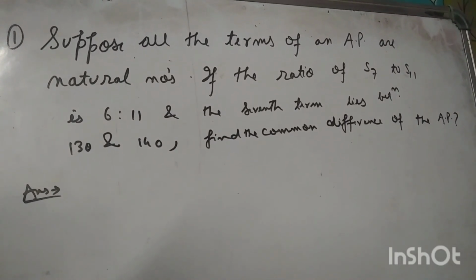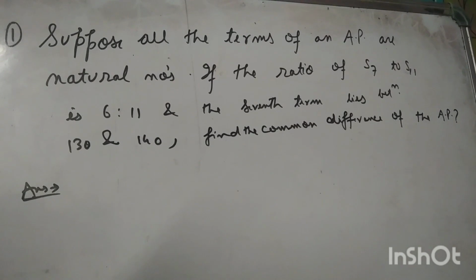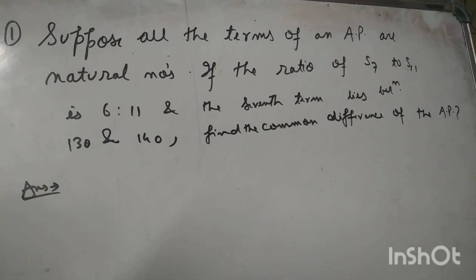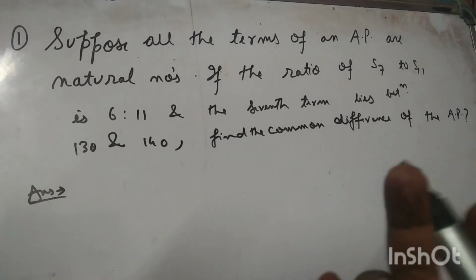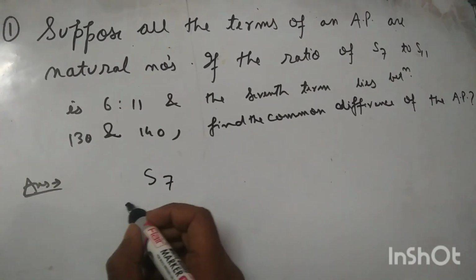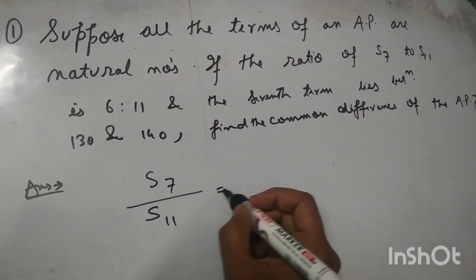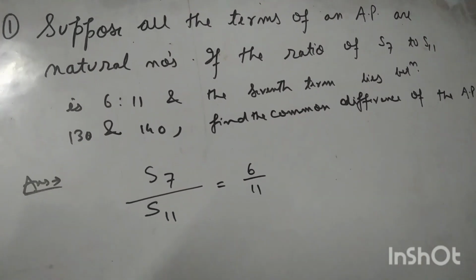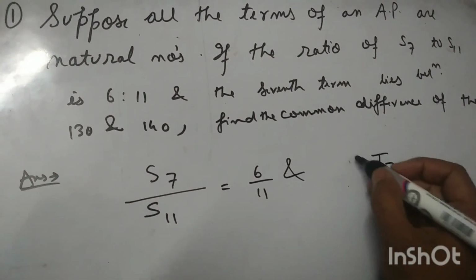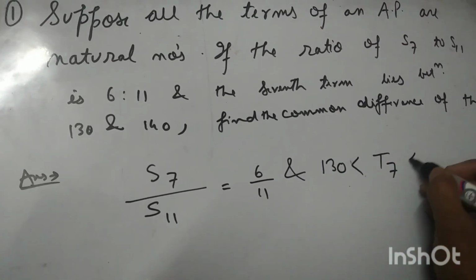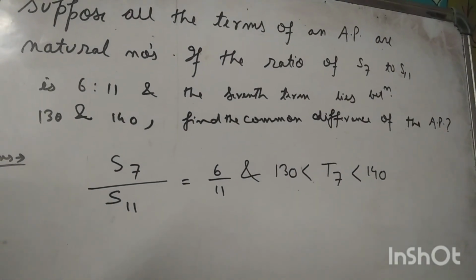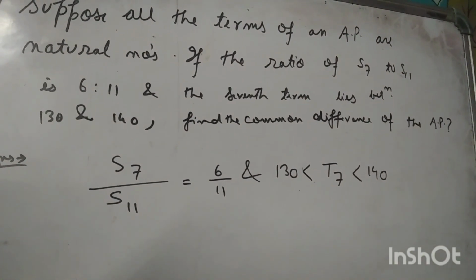So the first question is, suppose all the terms of an AP are natural numbers. If the ratio of S7 to S11, means S7 by S11, is given as 6 by 11, and the 7th term, that is T7, lies between 130 and 140, I have to find the common difference of the AP.